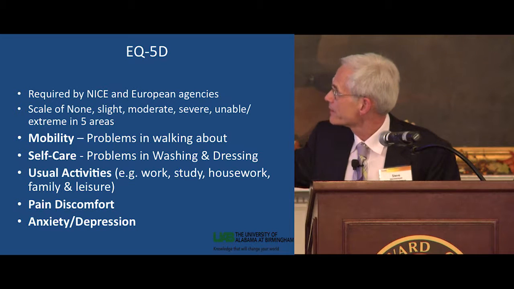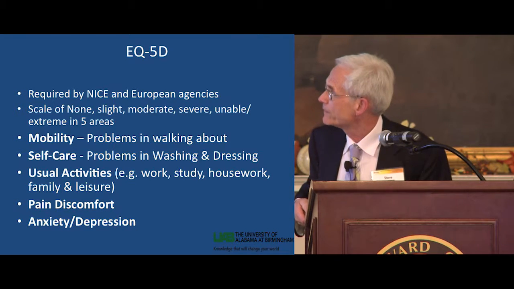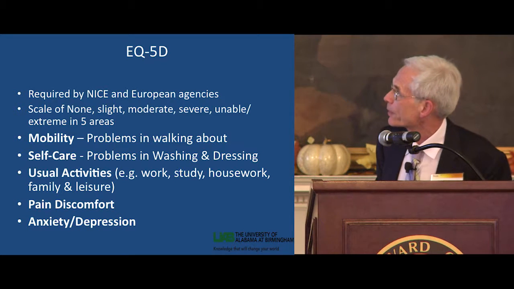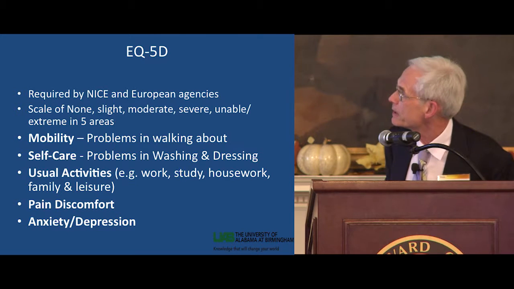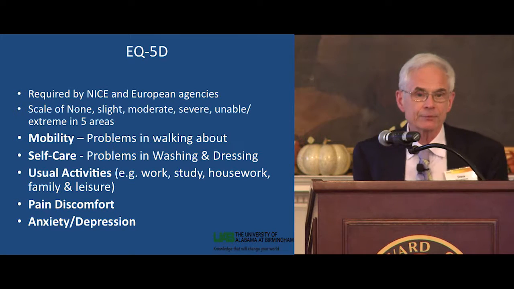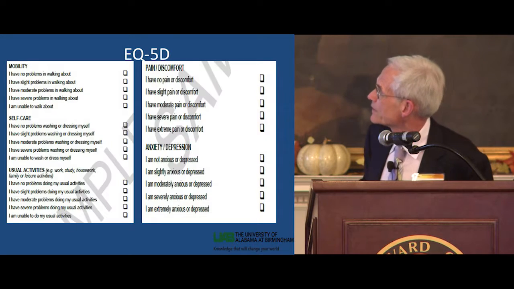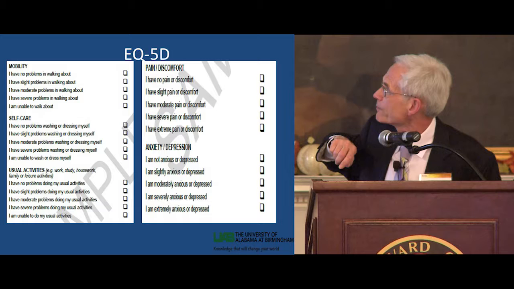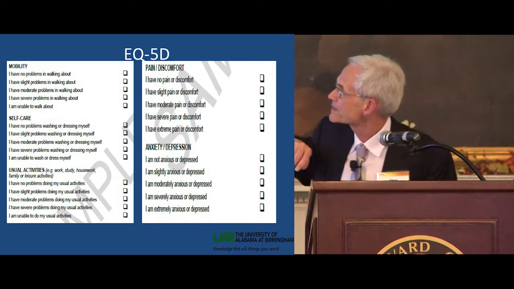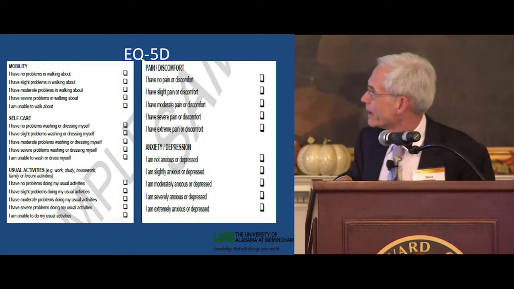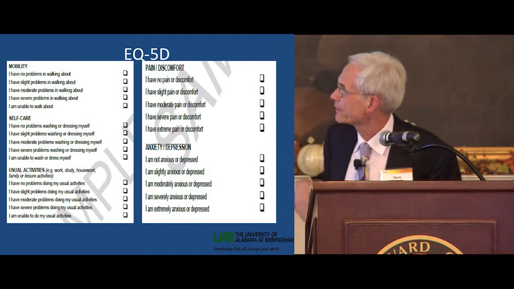So I've said that the EQ5D is a very simple questionnaire. You ask the patient about their ability to move around, mobility, self-care, usual activities, pain and discomfort, anxiety and depression, and this is the version that asks it on a 5-point scale. This is the latest version. And so basically on mobility, I have no problems in walking about, some slight problem, moderate problem, severe problem, I'm unable to walk about, and so on these other things.